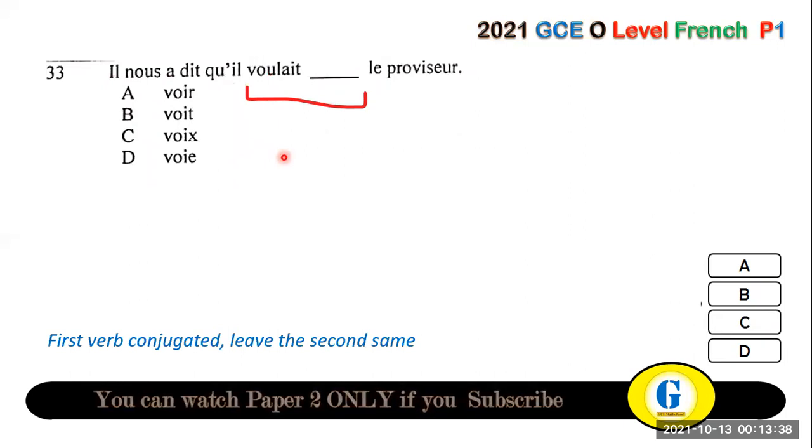That's 33. Il nous a dit qu'il voulait, blah blah blah, le proviseur. Il voulait, since this verb is already conjugated, we have to leave the other one unconjugated. Il voulait. Il nous a dit qu'il voulait voir le proviseur.